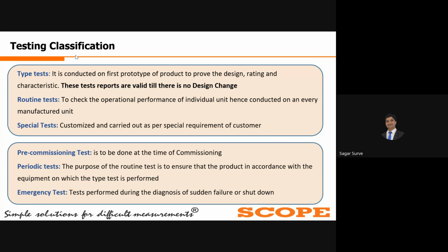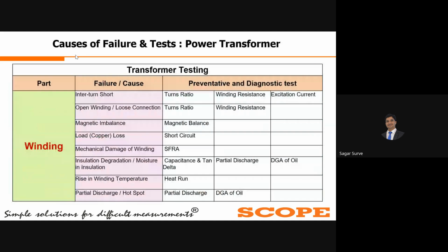And next is the emergency test. These emergency tests are conducted whenever there is a failure inside the transformer, when the transformer gets shut down or tripped. We have to find out the cause behind the failure, and for that we have to conduct some tests. These are the emergency tests which are conducted on the site.